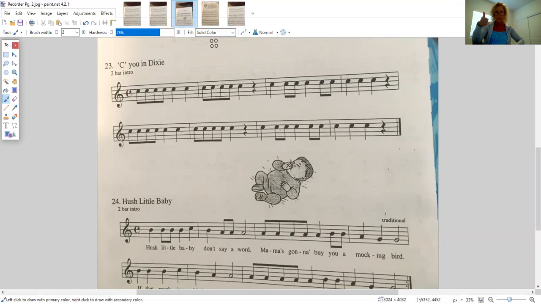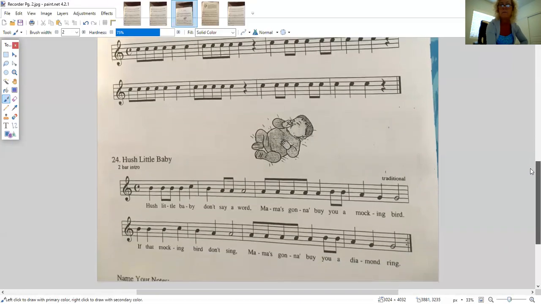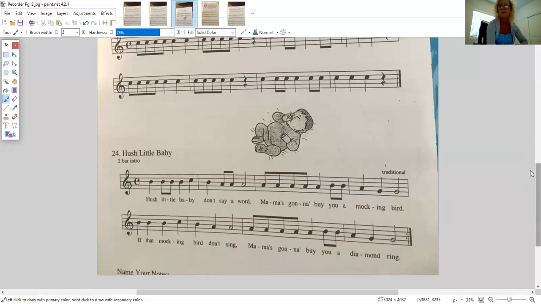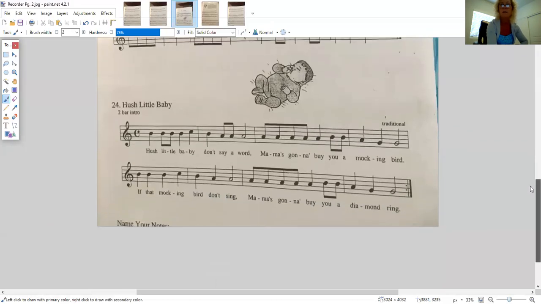All right. Look at the next song. It's called Hush Little Baby. That's why there's the baby on the page. And Hush Little Baby is kind of a popular song, actually. I'm going to go ahead and move it up a little bit so we can see this a little bit better. Okay. It's a song that's been around a long, long time.